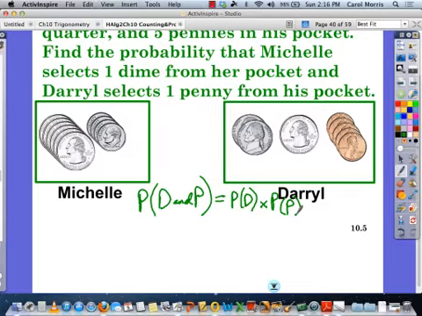So let's look at Michelle. She had 4 dimes, 6 quarters, so we have a chance of 4 out of 10 coins being a dime. And for Daryl, we have 5 pennies out of 8. And again, do the math. We should be canceling here to help. 4 goes into 4 once, 4 goes into 8 twice. 5 goes into 5 once, 5 goes into 10 twice. Straight across the top, we get a 1. Across the bottom, we get a 4. If you like percents better, then 1/4 would turn into 25% of getting a dime-penny combination.